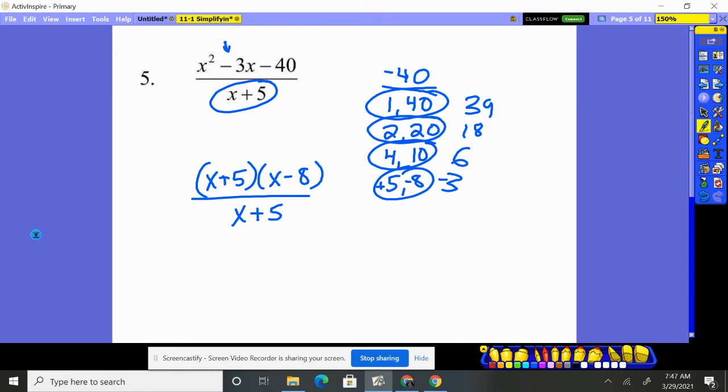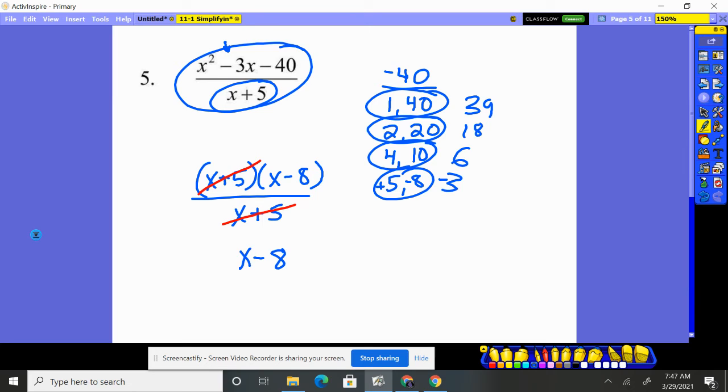And it does exactly what we wanted. That number and that number will be identical. So the final answer here is, hey, that whole thing up top simplifies to x minus 8. It's a lot easier to plug. Let's say x is 10. Would you rather plug it into there and do 10 squared minus 3 times 10 minus 40 all divided by 15? No, you'd rather plug it in here and go, oh, 10 minus 8 is 2.